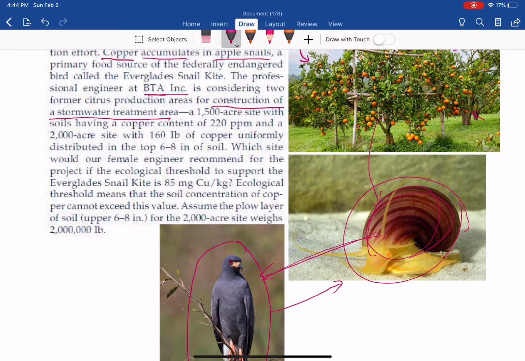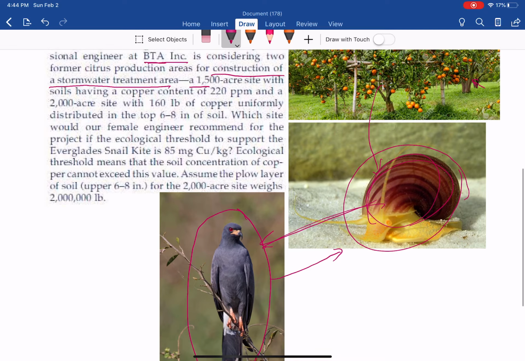One of the areas is 1,500 acres. So there are two options. Option 1, 1,500 acres, a site with soil having a copper content of 220 ppm. This soil inside this area has 220 parts per million copper in it. So this is the concentration of copper in the soil.